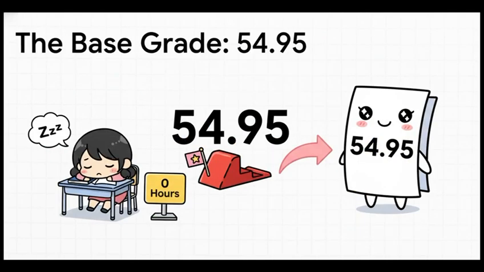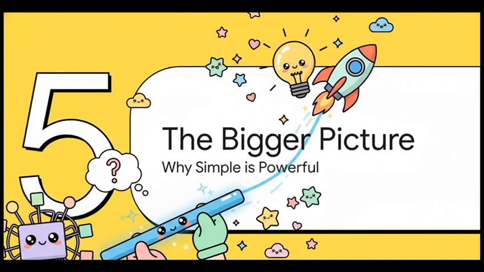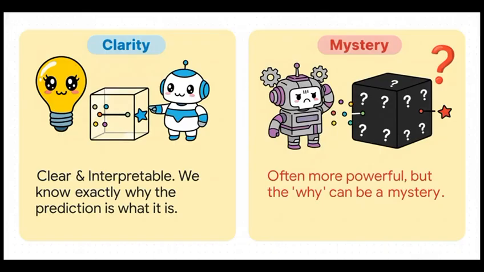And the second number, 5495, that's our baseline. It's what the model thinks a student might get even if they studied for, well, 0 hours. You can think of it as the starting score that all your hard work builds on top of. So we've built the machine, and we know what it all means. But you might be wondering, in a world with incredibly complex AI, why does this simple little straight line matter so much? Well, the power is in its clarity.